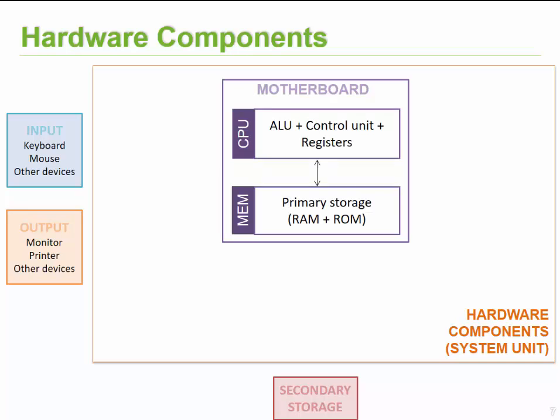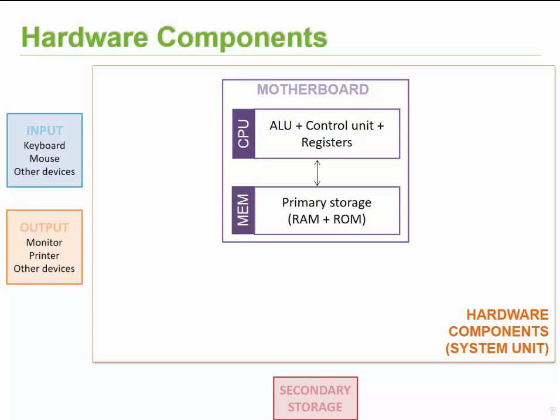Now connected on the motherboard, we will find the CPU, the processor, and the processor is created out of the ALU, and unfortunately there are a lot of abbreviations in this chapter, but as we go on I'm going to explain each of them to you. So the ALU is known as the arithmetic and logical unit. We've got the control unit and we've got registers. The meaning of this will be explained in subsequent slides.